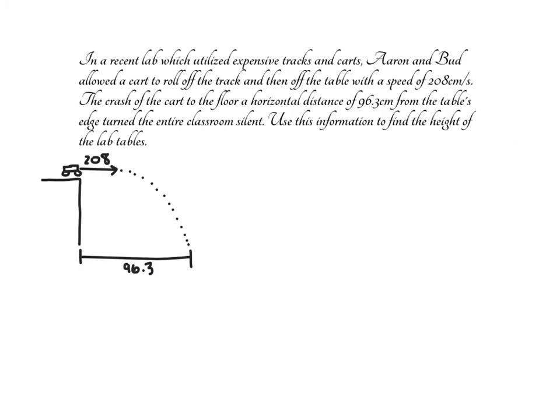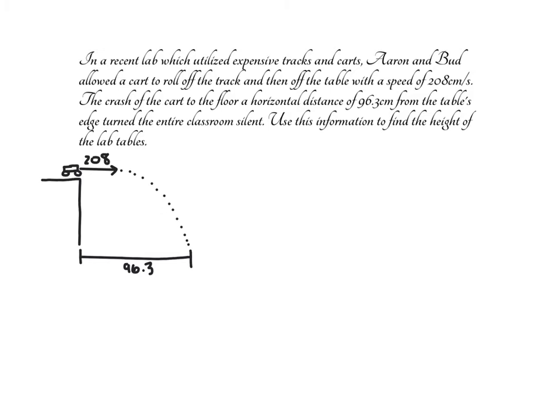Okay, in question number 3, it says, in a recent lab which utilized expensive tracks and carts, Aaron and Bud allowed a cart to roll off the track and then off the table with a speed of 208 centimeters per second. The crash of the cart to the floor at a horizontal distance of 96.3 centimeters from the table's edge turned the entire classroom silent. Use this information to find the height of the lab tables.